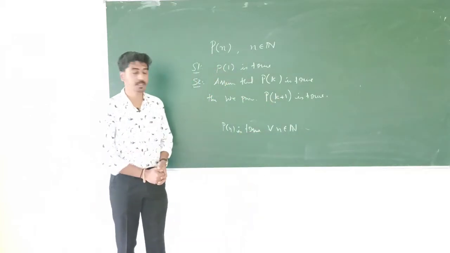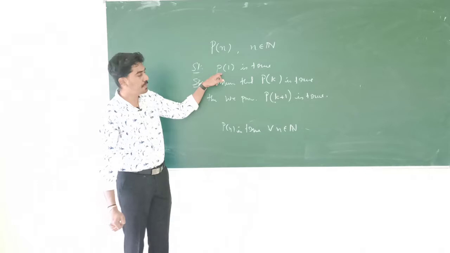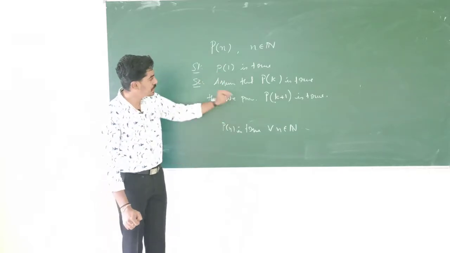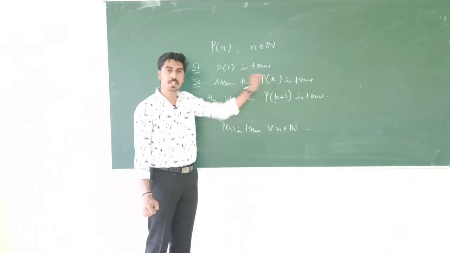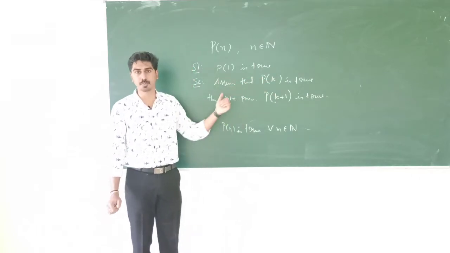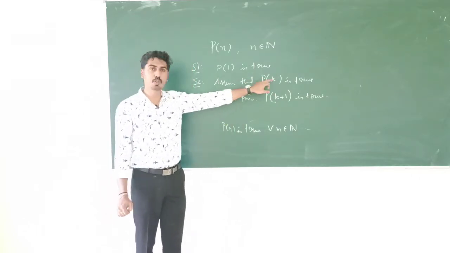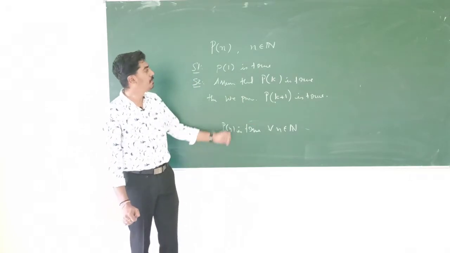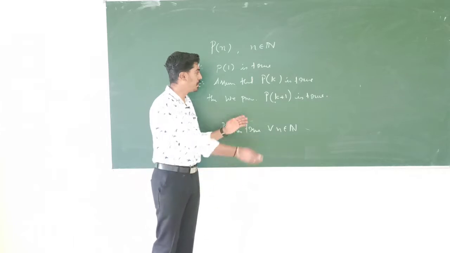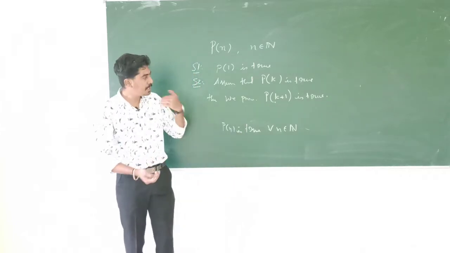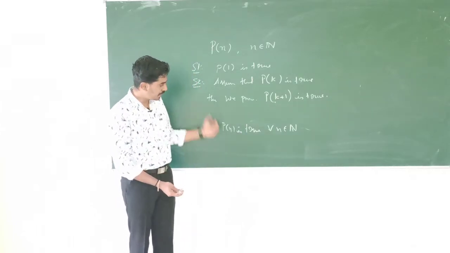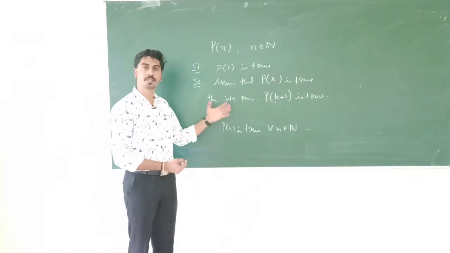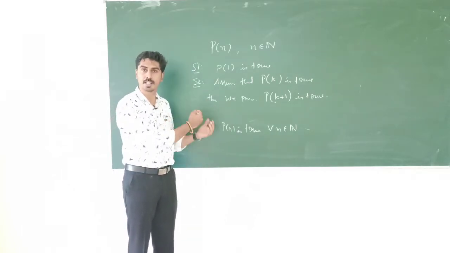How is it possible? Here in the first step, I have shown P(1) is true. In the next step, if P(k) is true, then P(k+1) is true. If I put k equal to 1, I get P(2) is also true. If I put k equal to 2, I get P(3) is also true. Continuing this way, I get P(n) is true for all n belonging to N. So this is about mathematical induction.